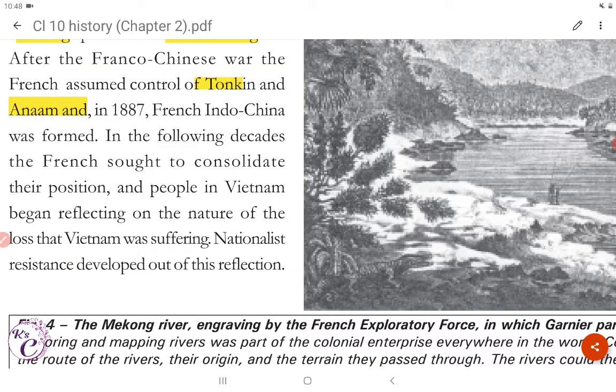In the following decades, the French sought to consolidate their position, and people in Vietnam began reflecting on the nature of the loss that Vietnam was suffering. Nationalist resistance developed out of this reflection.